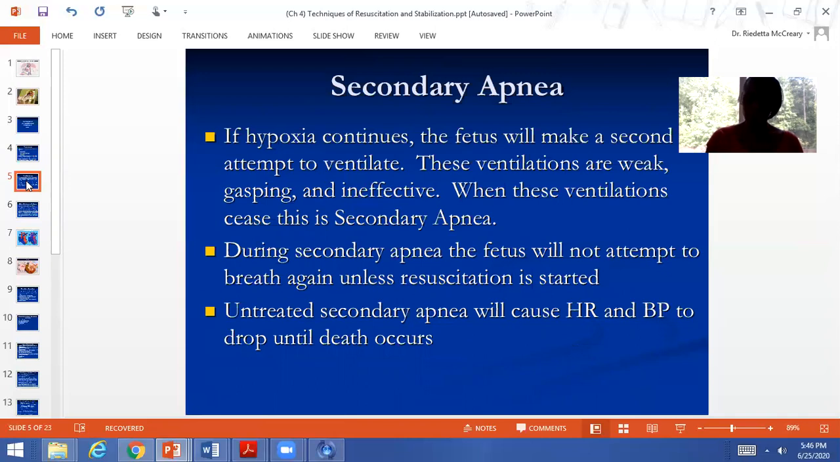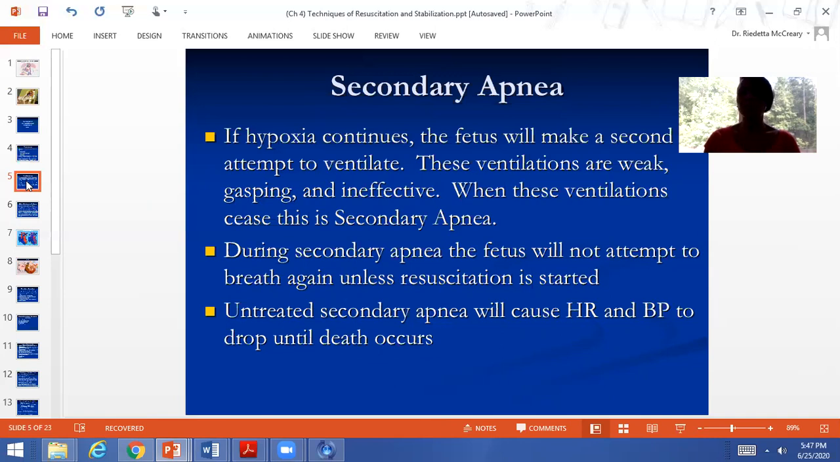So the baby goes apneic initially. They'll make one last ditch effort to try to ventilate. And if these ventilations are not effective in getting the oxygen levels up, then the baby will cease to make any further attempts at ventilating. Again, we call this secondary apnea. During secondary apnea, the fetus will not attempt to breathe again unless resuscitation is started. So we would have to manually ventilate the patient in order for their body to respond on its own.